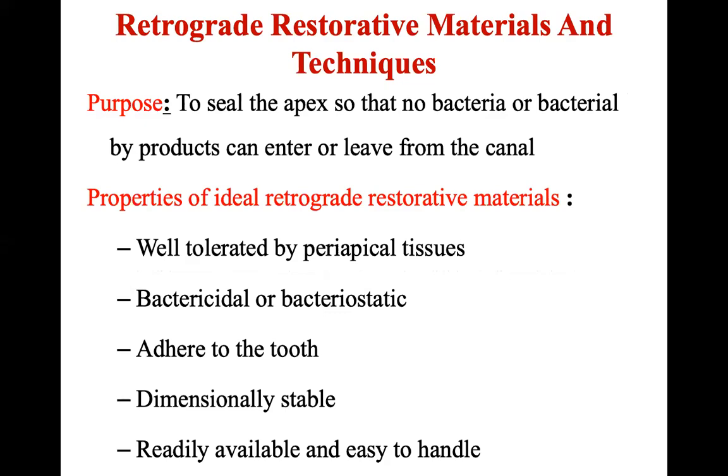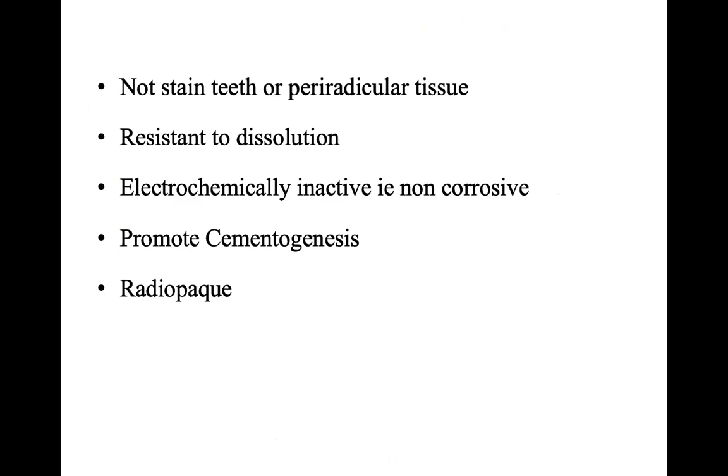Okay. So coming to what are the ideal properties: along with it being good for the periapical tissue, it should be bacteriostatic and bactericidal. It should adhere to the tooth. It should be dimensionally stable, readily available and easy to handle. It should not stain the teeth or the periradicular tissue. It should be resistant to dissolution. It should be electrochemically inactive, that is non-corrosive. It should promote cementogenesis and should be radiopaque. So most important are, it should promote cementogenesis, it should be radiopaque, because you should be able to see it.